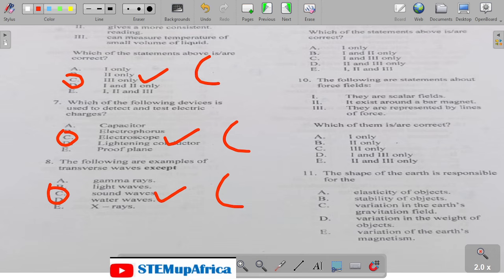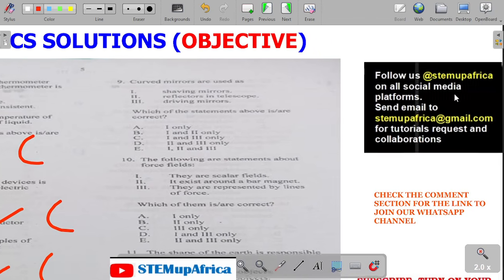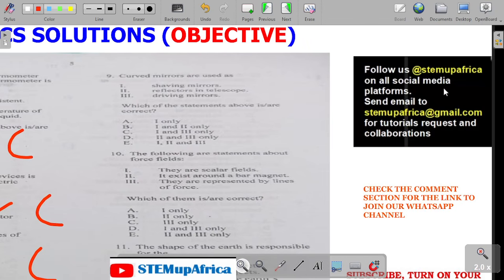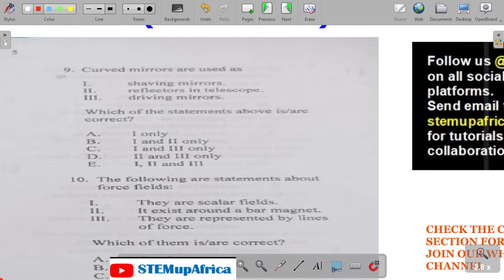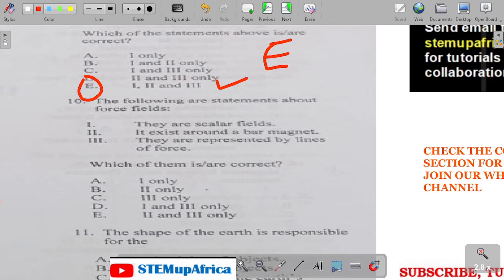Then let's go to number 9. Concave mirrors are used for shaving mirrors. That is correct. For driving mirrors, that is also correct. Reflector in telescope, that is also correct. So option E, that is number 9. Number 9 is E. Let's look at number 10.